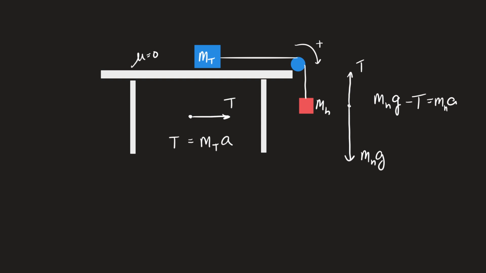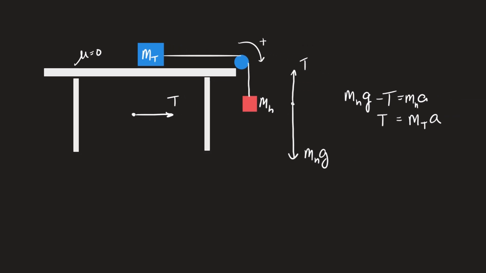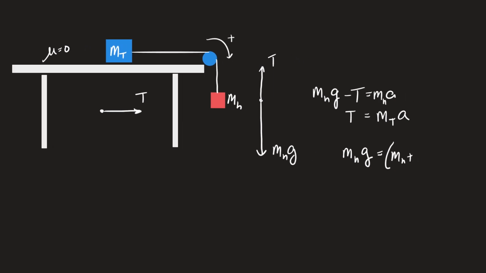They're asking me about what happens to the acceleration, or if the acceleration can ever be zero, stuff like that. So let's get an expression for the acceleration. I'm going to do so by adding these two things together and solving for a. The T's cancel out, and I wanted that to happen because it's an unknown, and they're asking me about the masses. So m_h g equals, we'll do it the long way, (m_h plus m_t) times a.